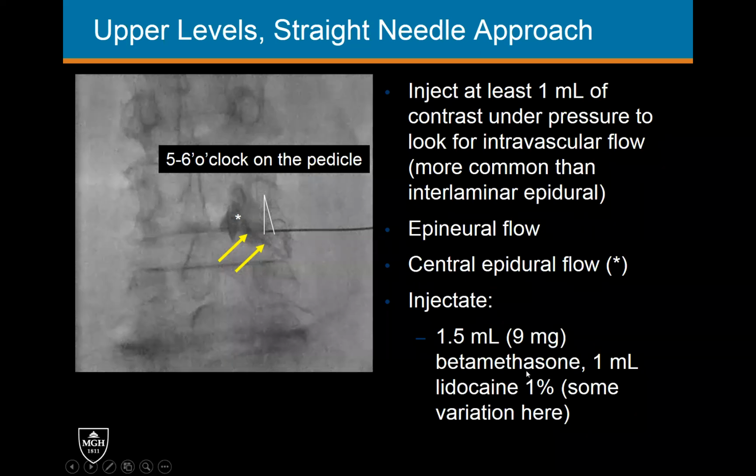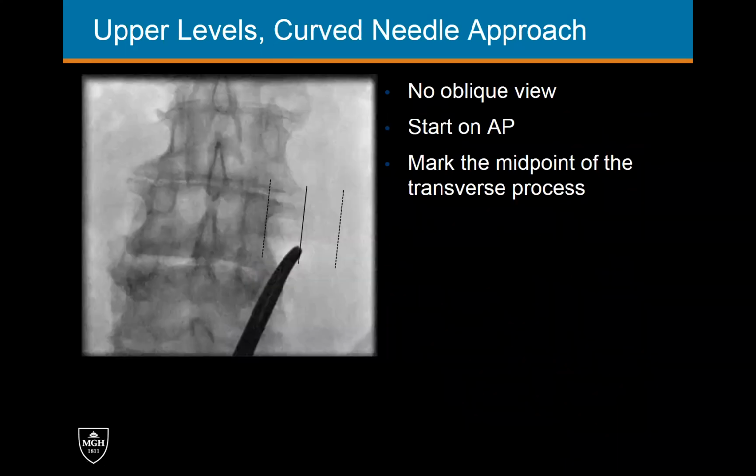There's some variation here, again, in how much anesthetic based on the patient's functionality and whether they're driving, that kind of thing. Also, these ratios can change a little bit depending on the person. But for betamethasone, somewhere between 6 and 9 milligrams is, I think, generally what people use in the literature.